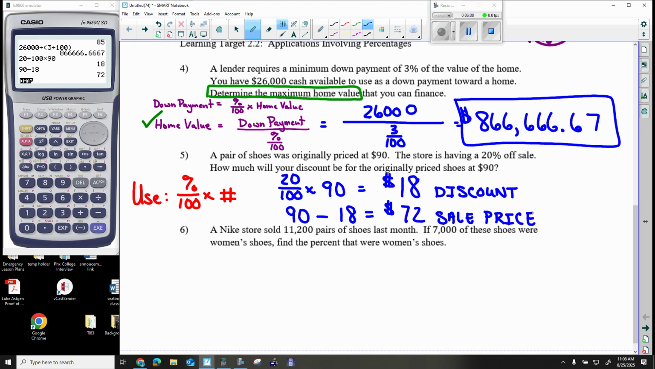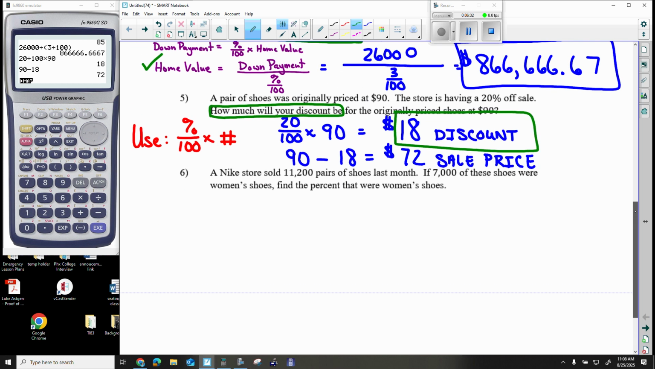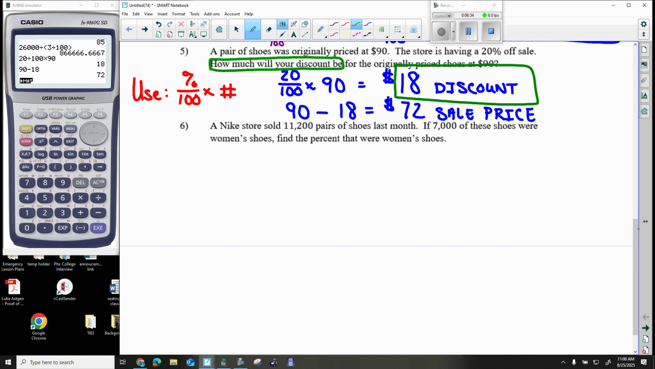So how much will the discount be is the question. This one very specifically is asking for that $18. But again, I don't know what's going to be asked on the actual test, so be heads up about that. Get both of those on your formula sheet. I would write a little brief mini example so you could follow the example that you have.